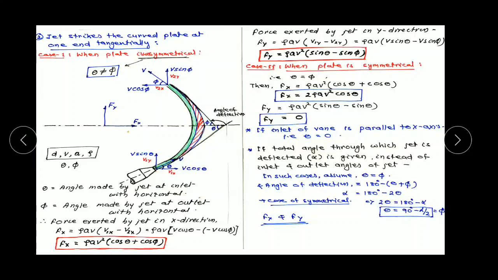Next note point: if the inlet of the jet is parallel to the x-axis, whereas otherwise it is inclined at theta to the x-axis, in this case, if the jet is flowing in the x direction, that is inlet angle theta equals 0, then in Fx, instead of theta, we put 0 degree.